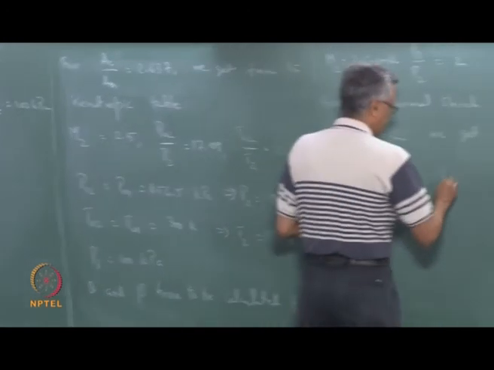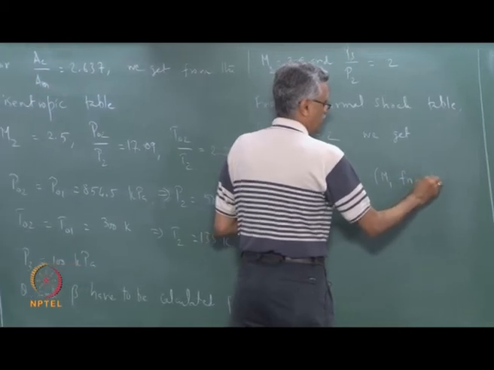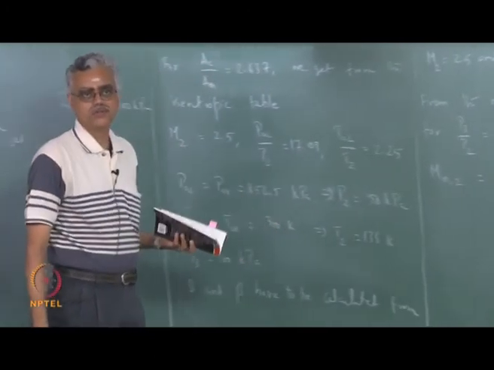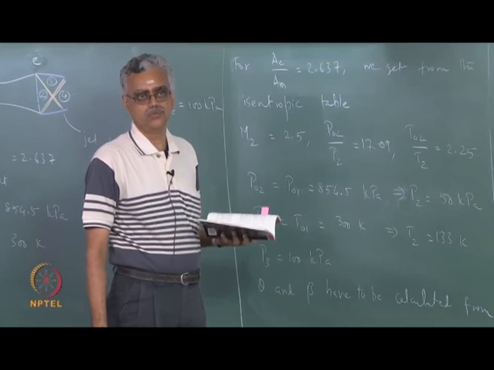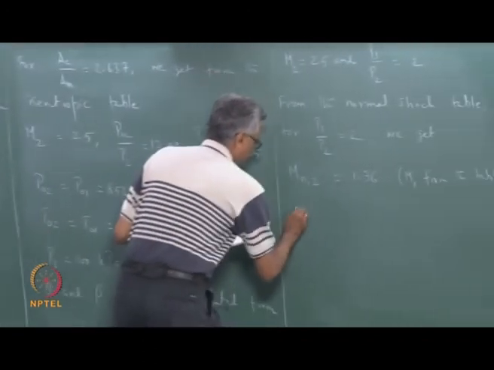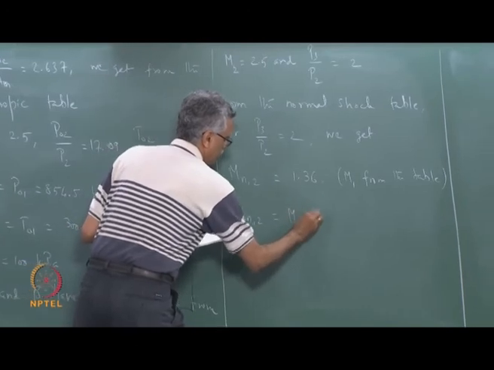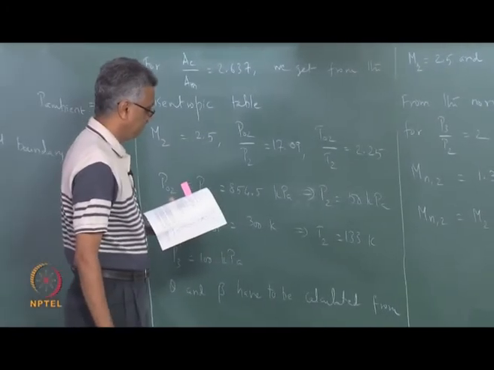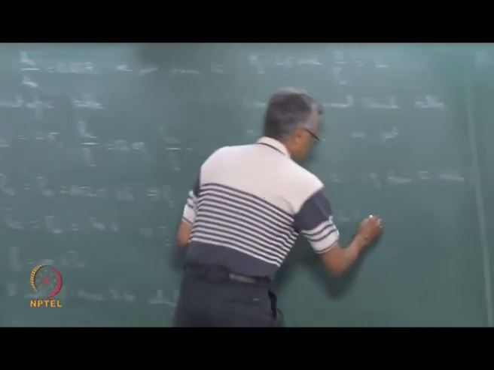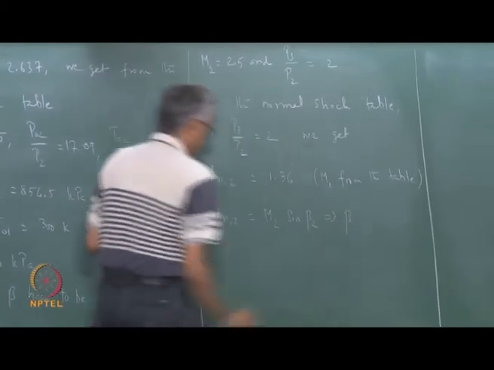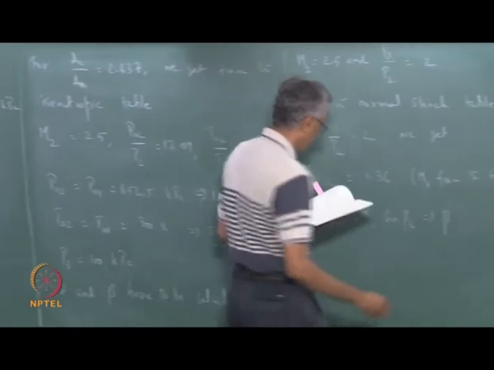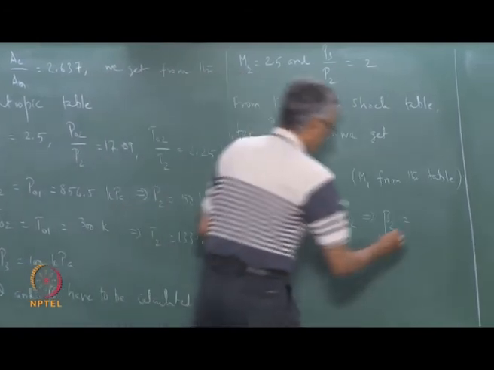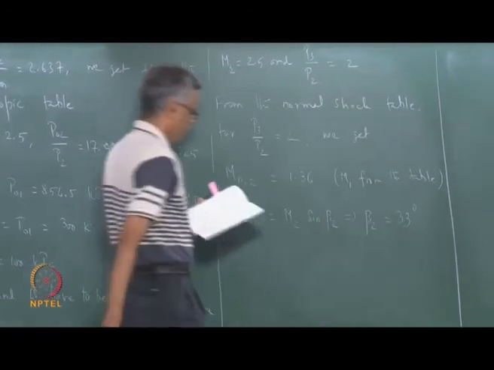Just to make things clear, let me write it like this: M1 from the normal shock table. But in the oblique shock wave context, we have to label this as Mn2, and you know that Mn2 is equal to M2 sin beta, let us call this M2 sin beta 2 just to be consistent. So this implies that beta 2 is equal to 33 degrees. So we have obtained beta 2 now.